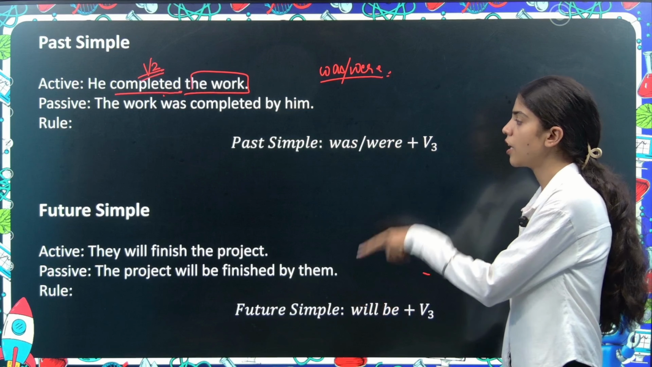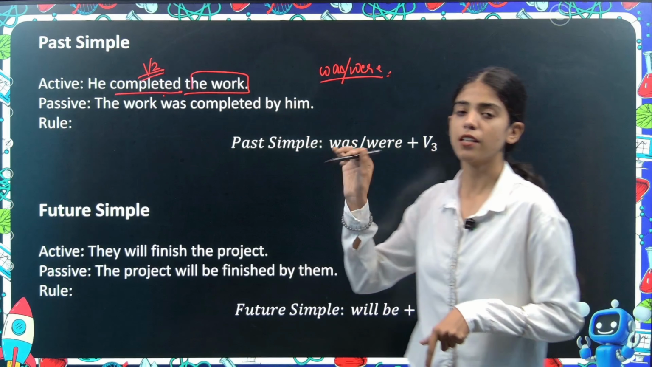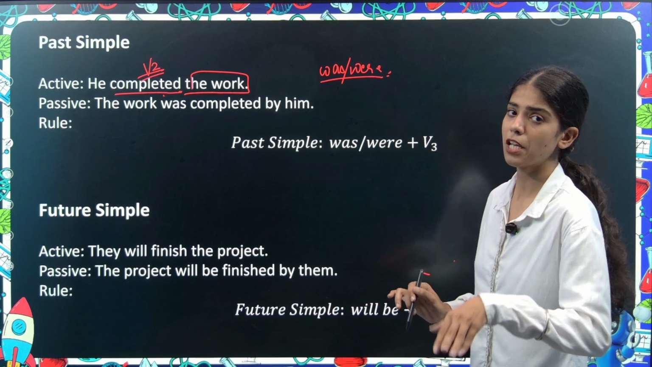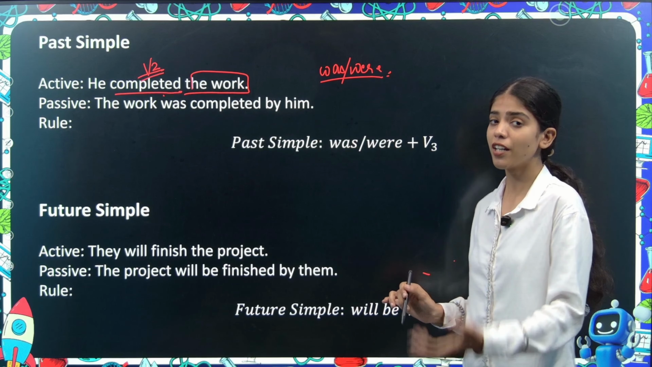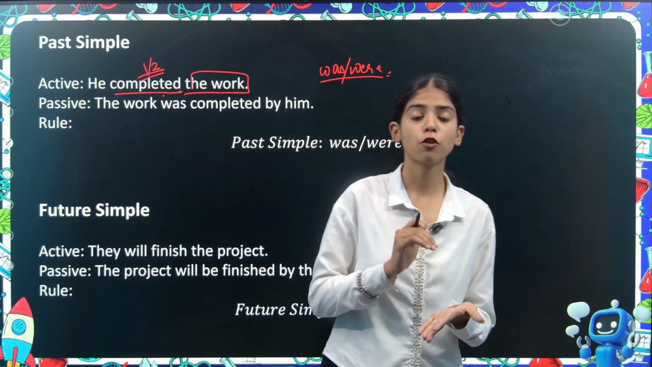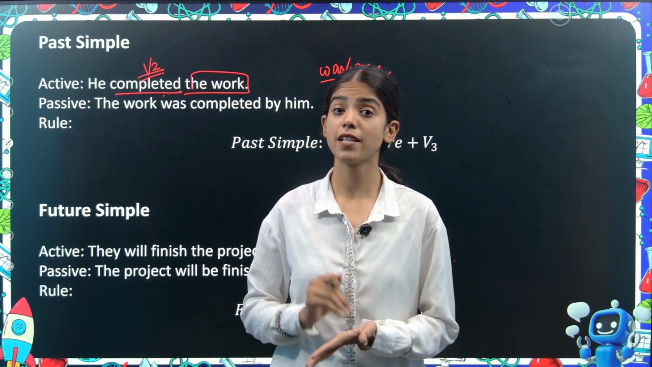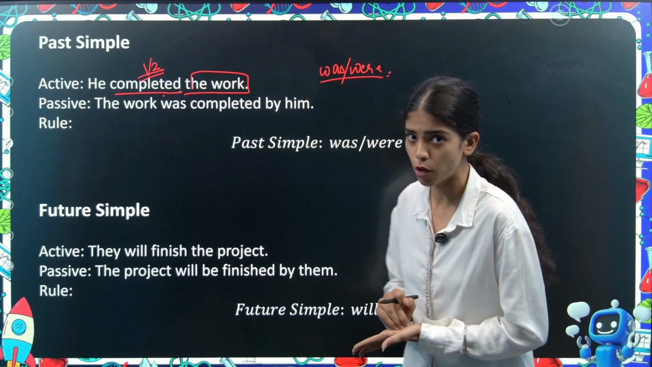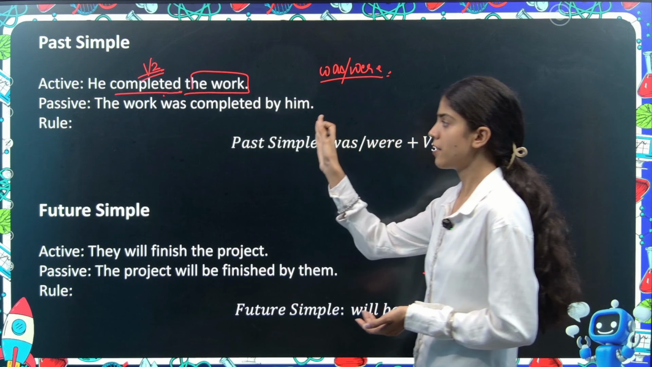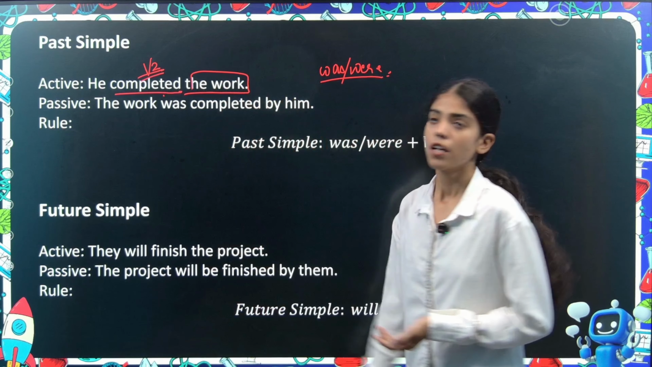So you have to learn that in the simple past or past indefinite, you have to use was or were in the place of the helping verb. And how can you identify that your active voice is in past tense? You have to focus on the verb. If your verb is in second form, V2 form, then you can simply say that it is simple past or past indefinite.